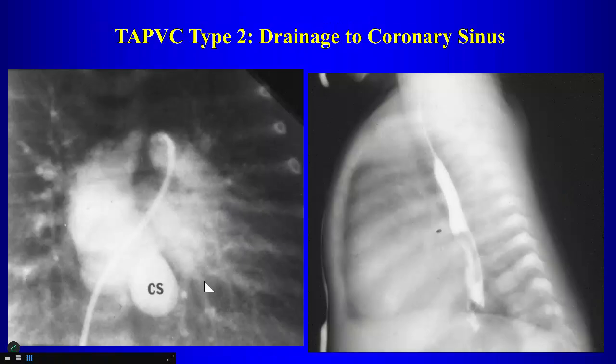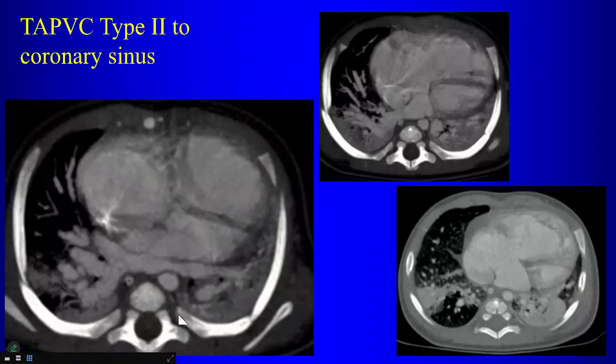Now there is a type 2 that can drain to the coronary sinus. That will give you a dilated coronary sinus, which will cause this impression on the barium column. That's type 2. So here the pulmonary veins will be draining to a dilated coronary sinus. Big coronary sinus here.